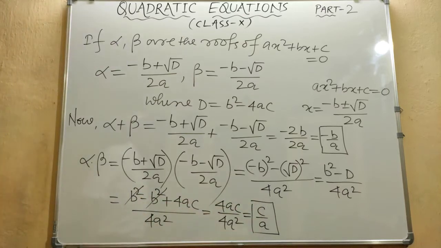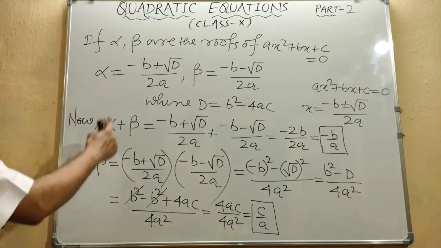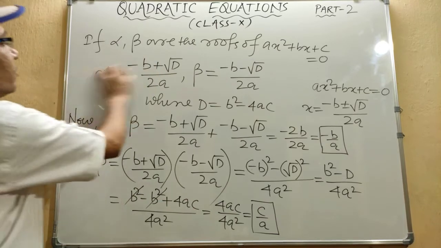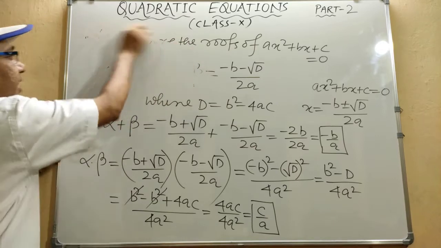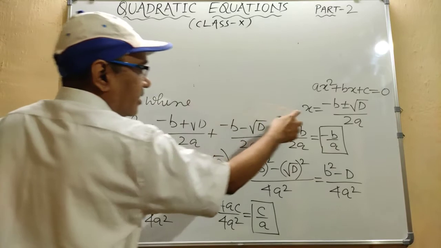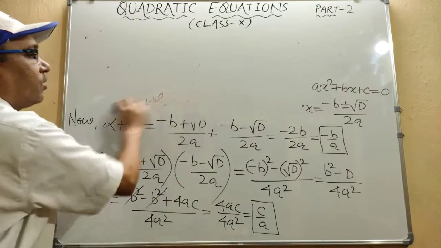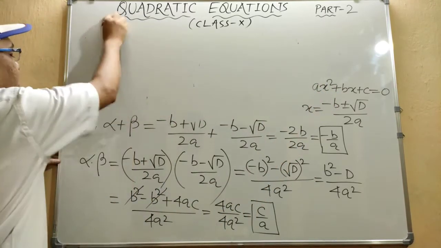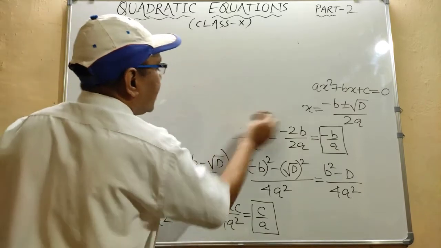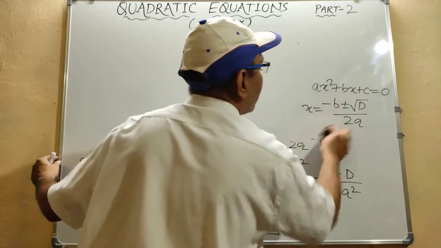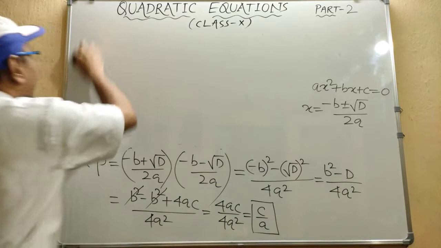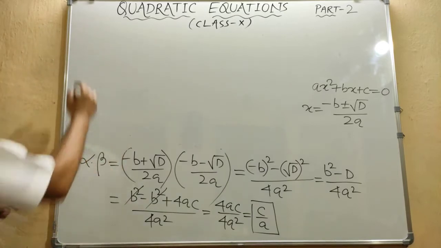So these are the two results related to roots of the quadratic equation. Now we see how to use this result for solving problems. This is our formula, x equal to minus b plus minus root d by 2a. We see how to apply this formula for solving an equation.